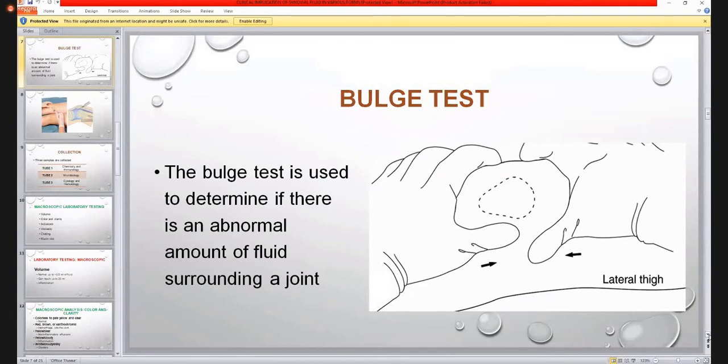joint. So what will we do? We hold the knee joint from the medial and lateral side like this. So this is the lateral side of the knee joint, and we tap on it, right? We press on the lateral side, and then we will feel a bulge on the medial side. Here you can see these are the thumbs, and here we can see the bulge. It means there is an enough amount or abnormal amount of fluid present which surrounds the joint.